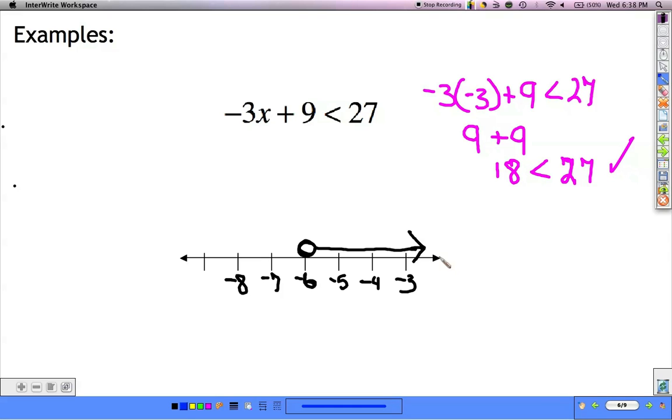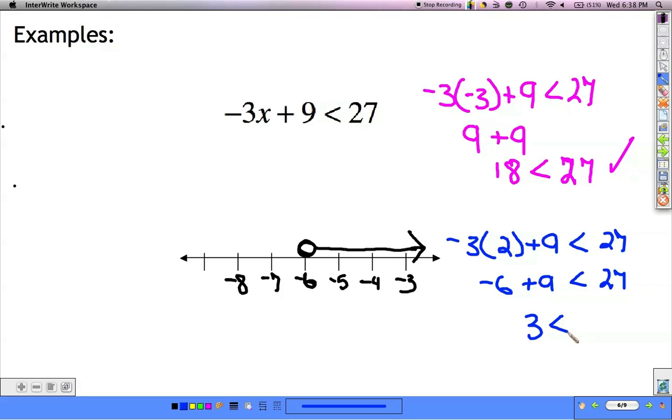I want to pick another value, one that's even larger. Let's say positive 2. And I want to check that one. So negative 3 times positive 2 plus 9. I want to see, is that less than 27? Negative 3 times 2 gives me negative 6 plus 9. Negative 6 plus 9 is positive 3. And is that less than 27? Yes. So there you have an example of dividing both sides by a negative, and remember we have to switch that sign.